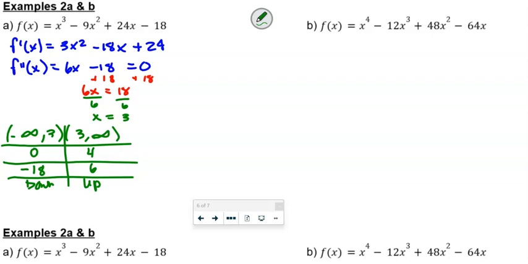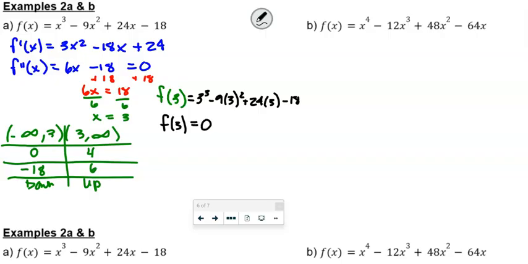So let's go ahead and plug that 3 in. So we're going to do f of 3. That's going to be equal to 3 cubed minus 9 times 3 squared plus 24 times 3 minus 18. So f of 3, when you do all that, is going to be 0. So that means our point of inflection is going to be 3, 0.